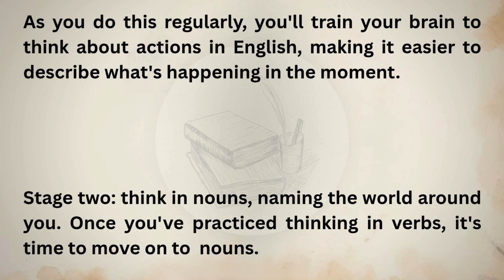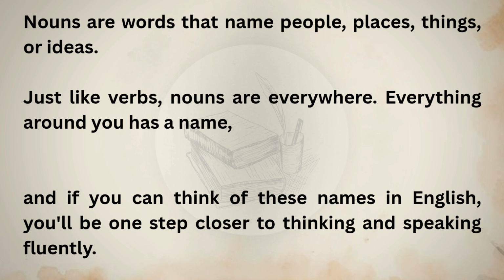Stage 2. Think in nouns. Naming the world around you. Once you've practiced thinking in verbs, it's time to move on to nouns. Nouns are words that name people, places, things, or ideas. Just like verbs, nouns are everywhere. Everything around you has a name, and if you can think of these names in English, you'll be one step closer to thinking and speaking fluently.